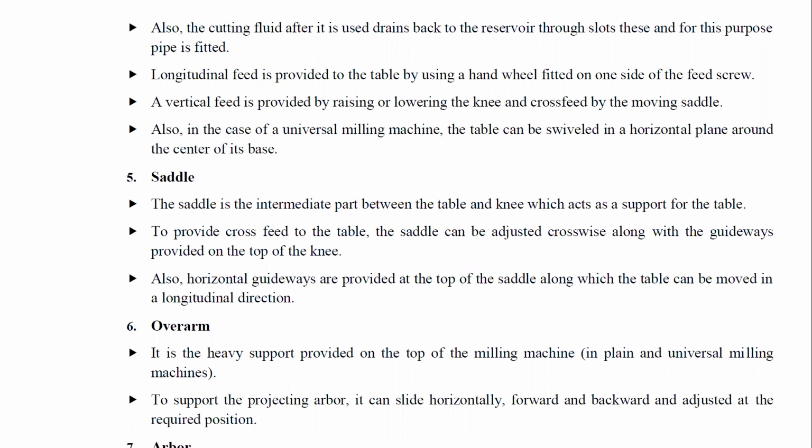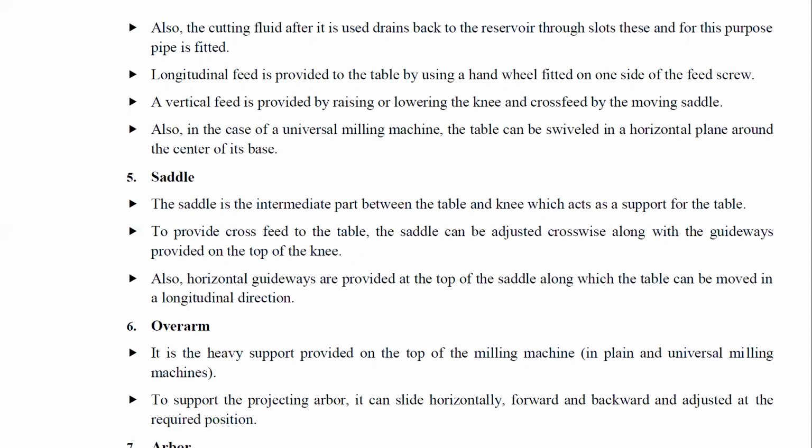Then longitudinal feed is provided to the table by using a hand wheel fitted on one side of the feed screw. A vertical feed is provided by raising or lowering the knee, and the cross feed is provided by moving the saddle. If we move the saddle, we can give the cross feed. And for vertical, we have to raise the knee, and for longitudinal, it is provided by the hand wheel fitted on one side of the feed screw.